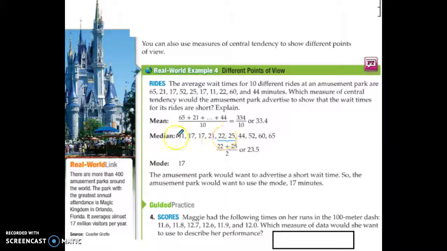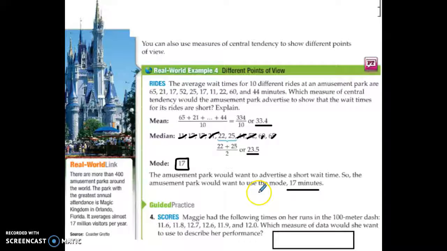Median, order them. Here are your middle two numbers. If I want to slash off 3, then 1, 1, there you go. The middle of those two is 23.5. So that's definitely lower than the mean. And then the mode, what's the most common? Well, there are two 17s. So the mode is 17. Which one's the smallest? The mode. You want to use the mode of 17 minutes as your advertising.